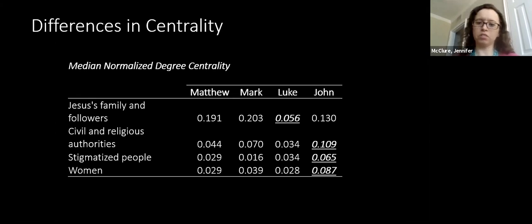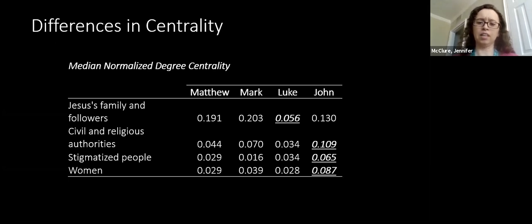So the average member of Jesus's family and followers in Matthew reaches 19% of the network through their relationships, where in Matthew, the average stigmatized person reaches 3% of the network through their relationships. If you were with us for the first talk, I talked about how Jesus's family and followers were more interconnected in the network than the civil and religious authorities, and that stigmatized people of those 3 categories were the least likely to be interconnected or to have more relational ties in the network.